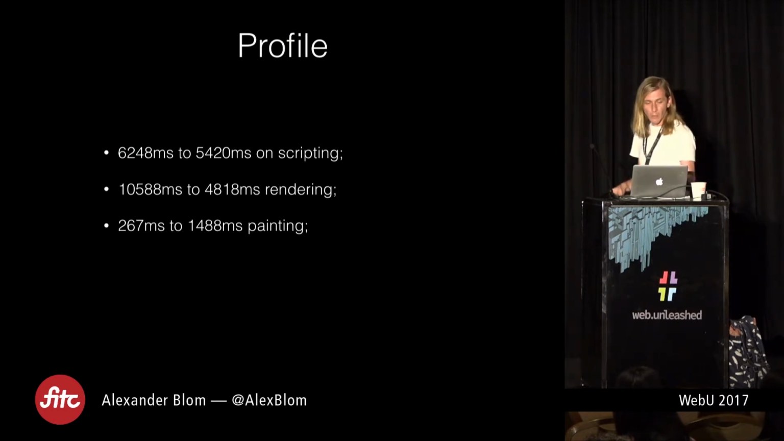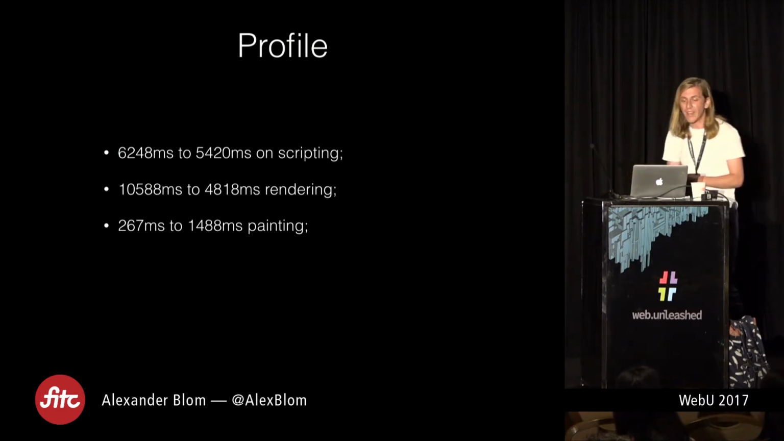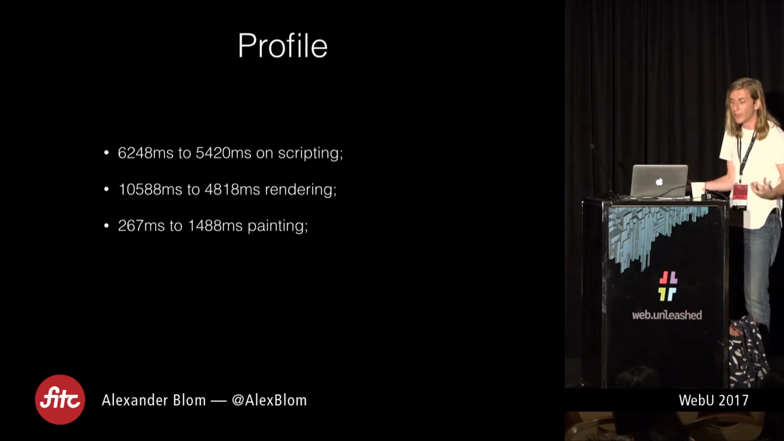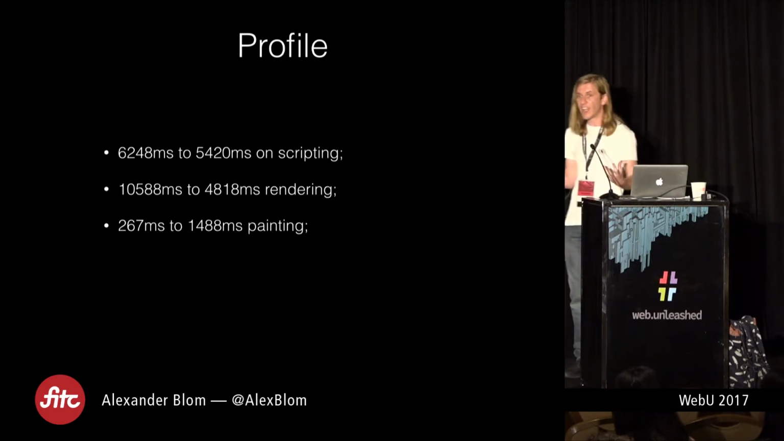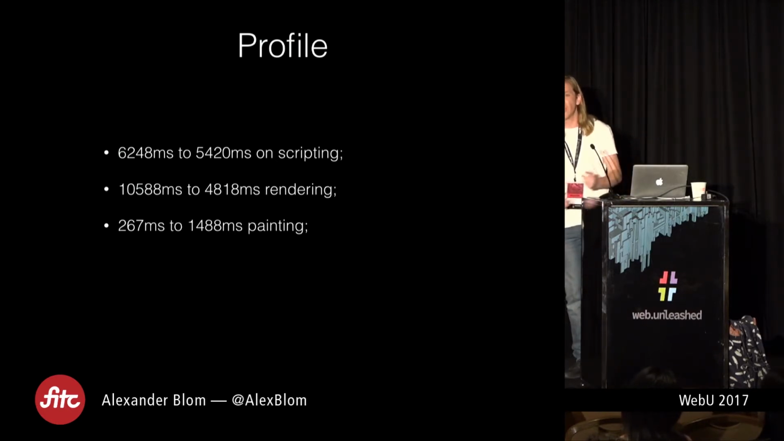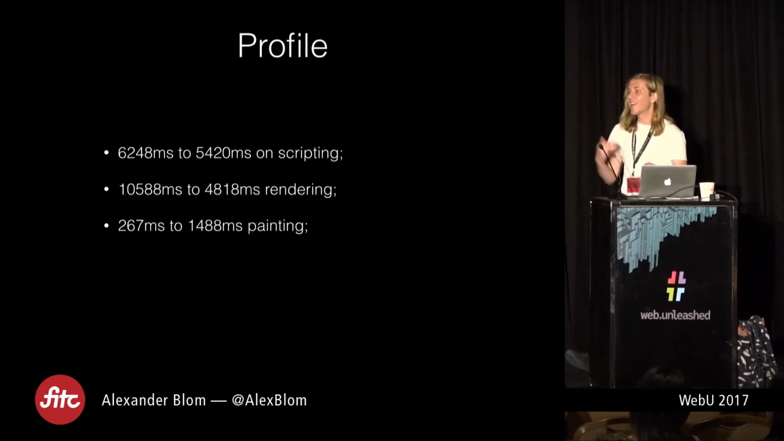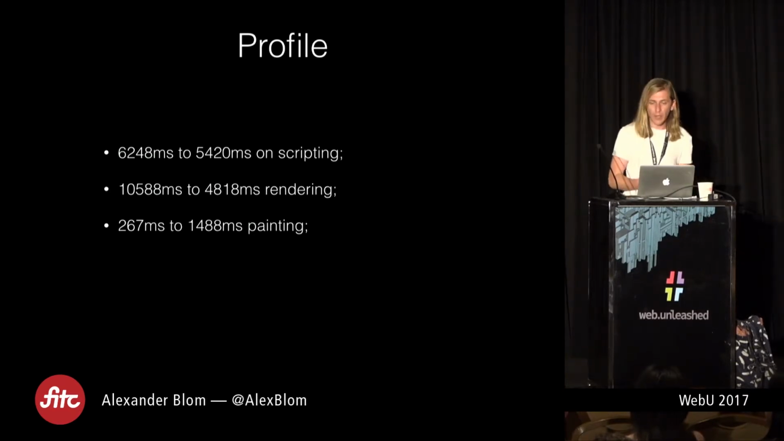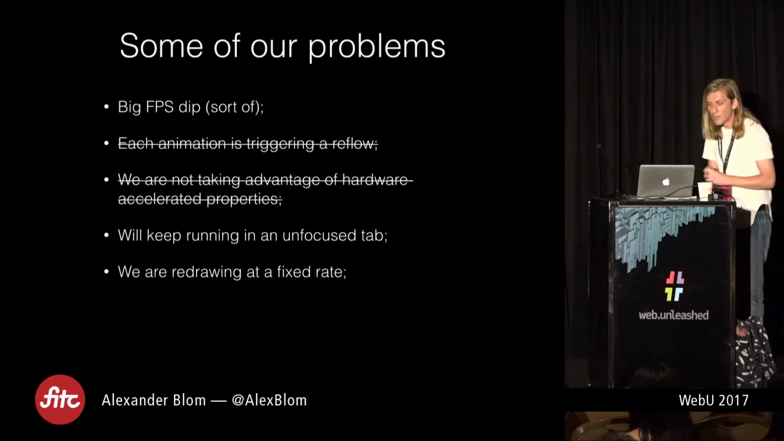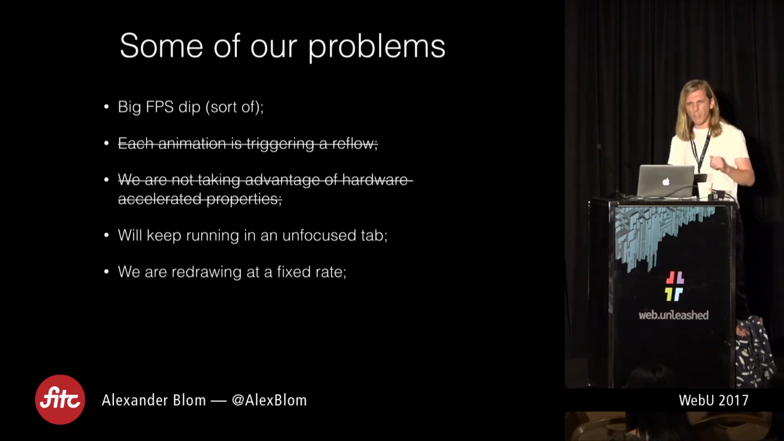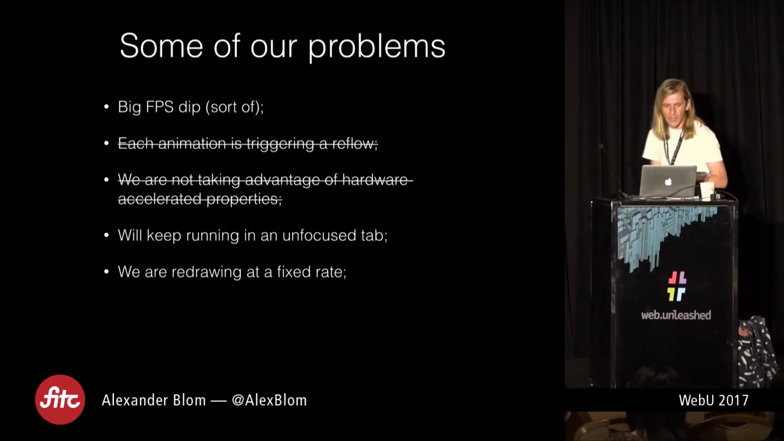On rendering, we've gone from roughly 10,000 milliseconds to 4,800. And for painting, we've actually increased the amount of painting load, which is fine because that's going to be happening somewhere else if we've done it right. So we've actually cut out a whole lot of work that was going on, but it wasn't enough. So if we evaluate what our problems were, FPS dip: sort of fixed, sort of not, depending on what we care about doing.